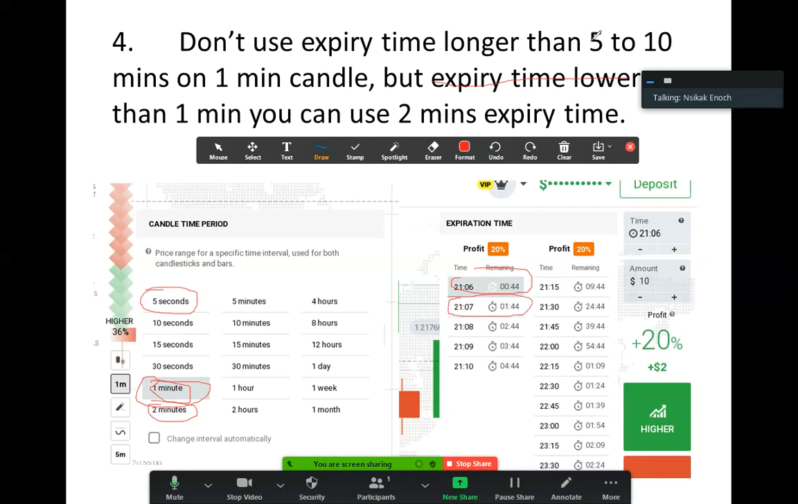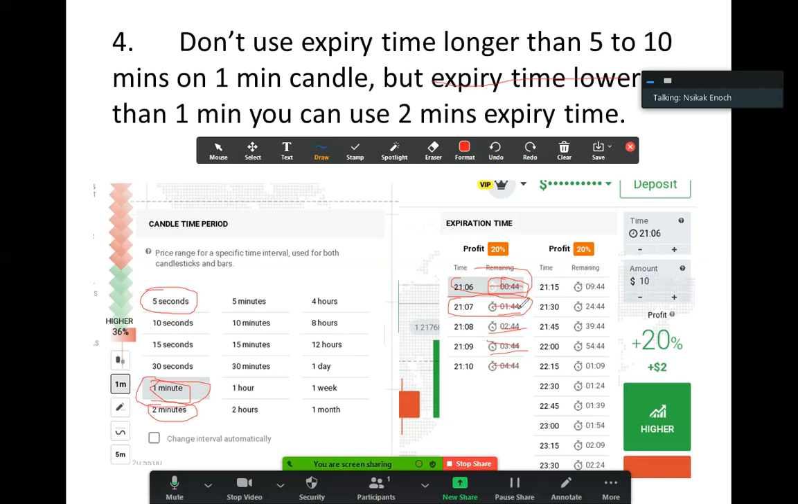Then don't use expiry time longer than 5. If you are to use a 5 minute expiry time, you start counting from this, this, this, and this. Sorry, 5 minutes: 1, 2, 3, 4, 5. So you start counting from here, then add other 4 minutes to it to make it 5 minutes.